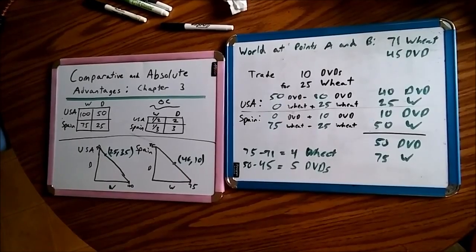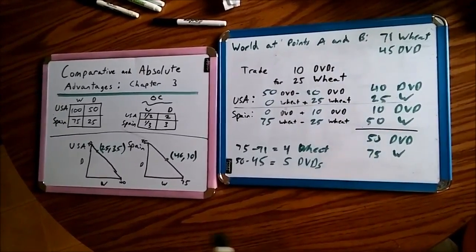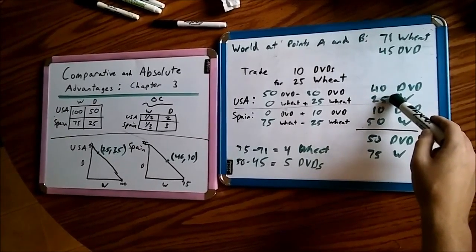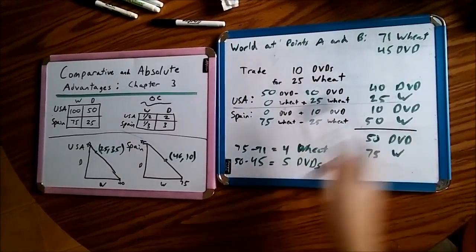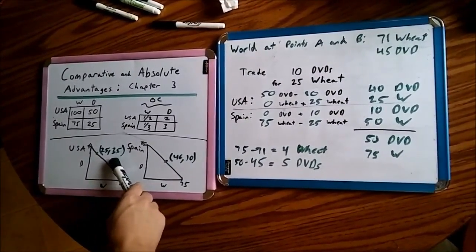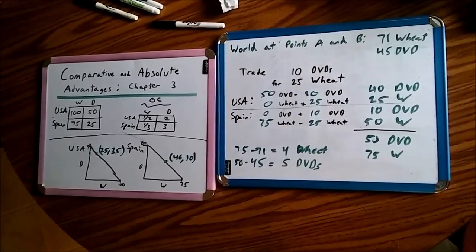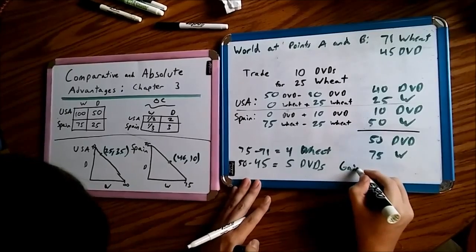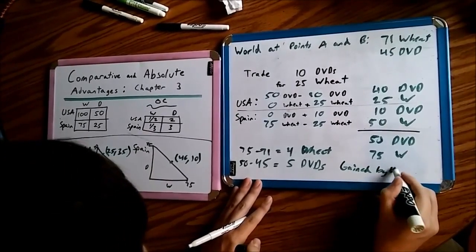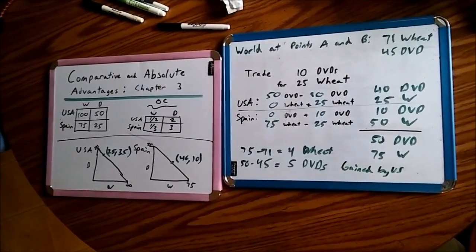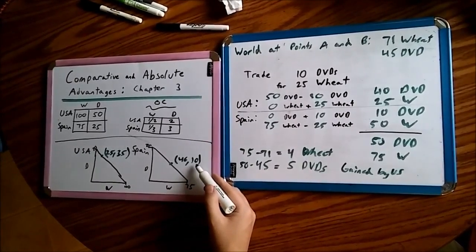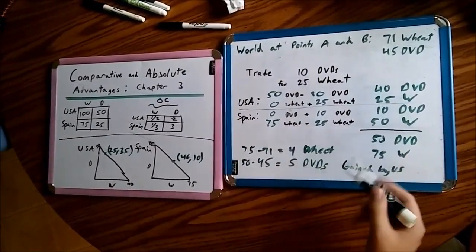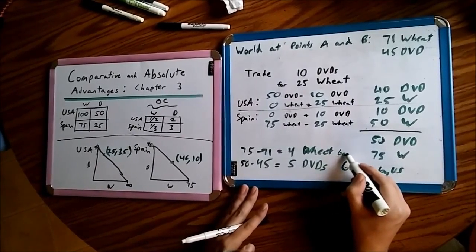This is also true between each country, and we could look at that by saying from the point 25, 35 compared to 25, 40, the US will gain all 5 DVDs. And in terms of wheat, we originally had 46 and 10 DVDs, but now instead of 46, we have 50. So the wheat is gained by Spain.